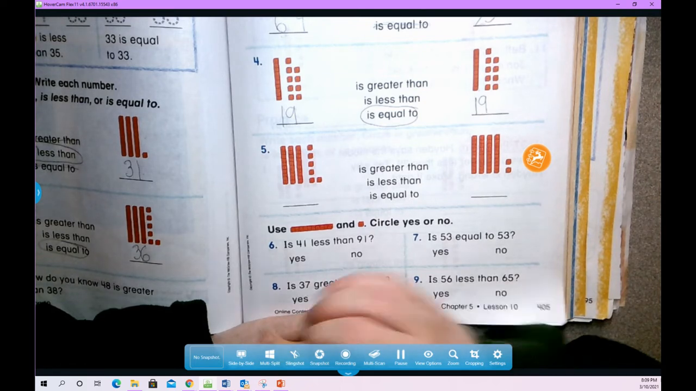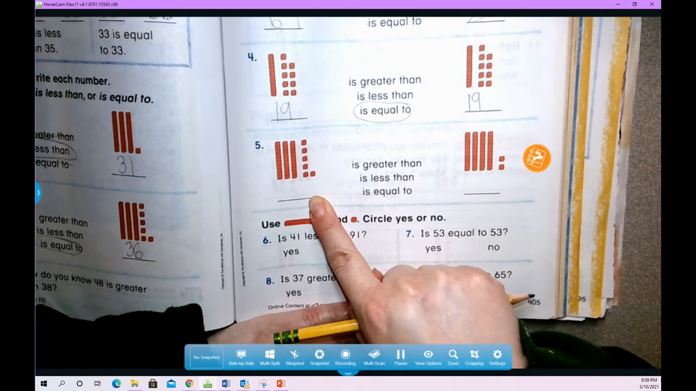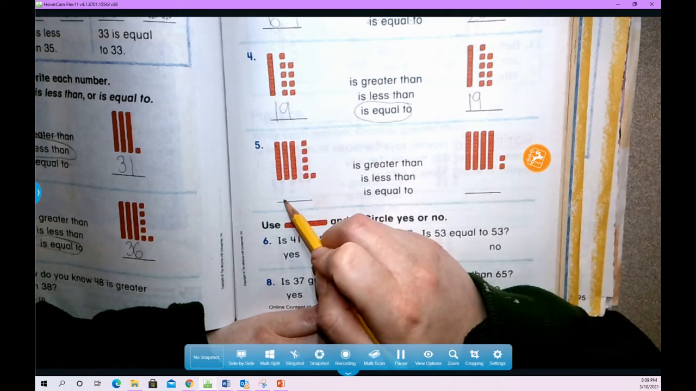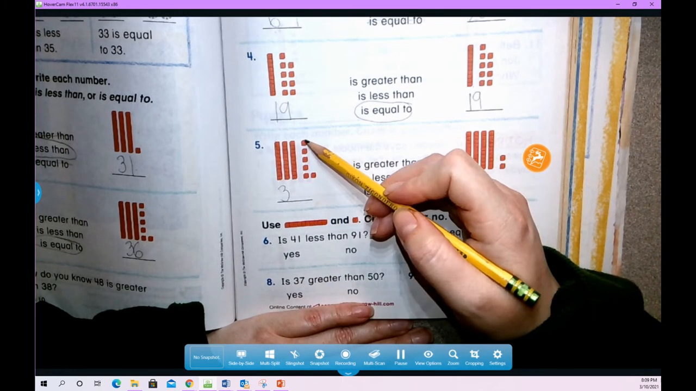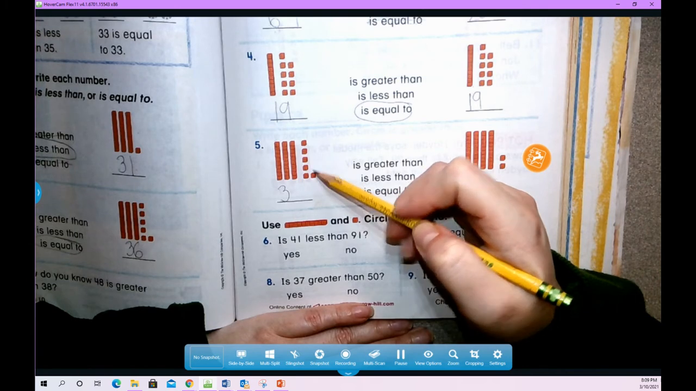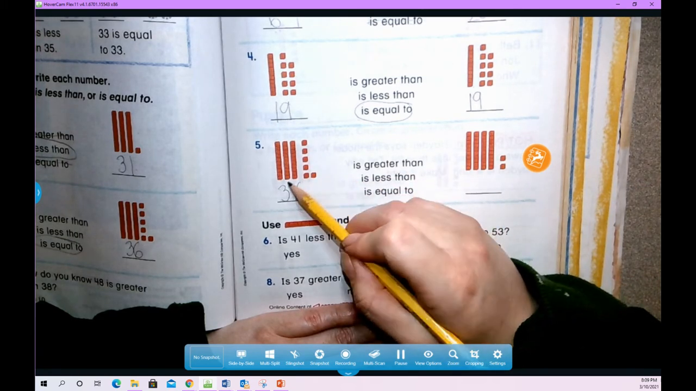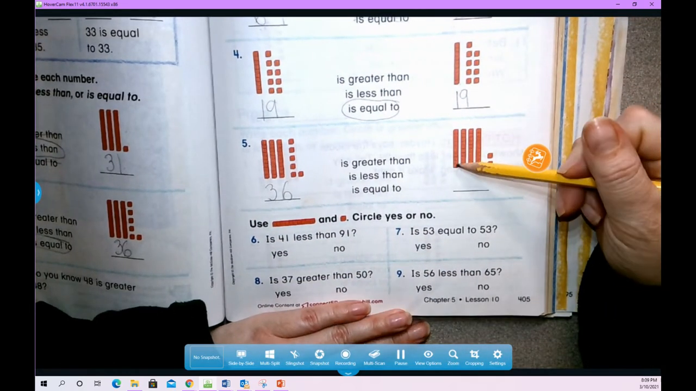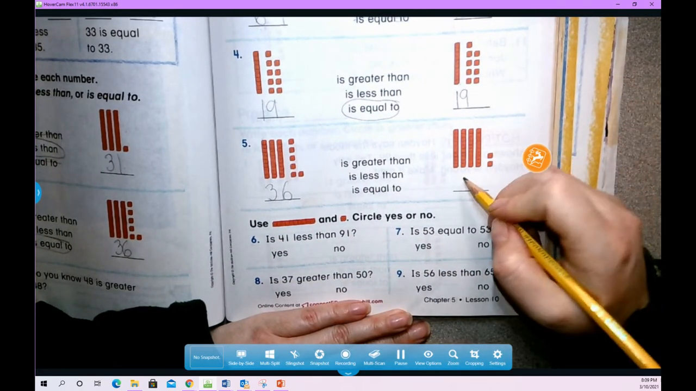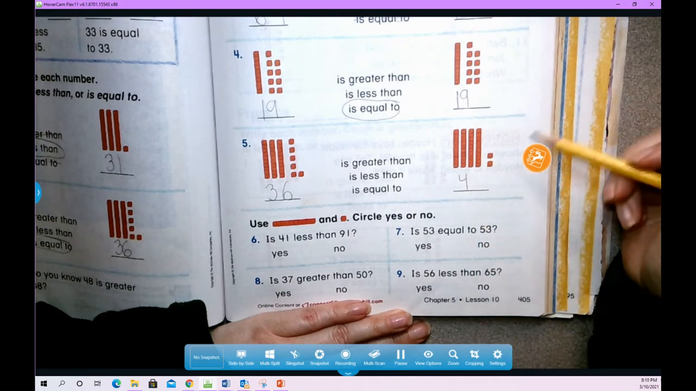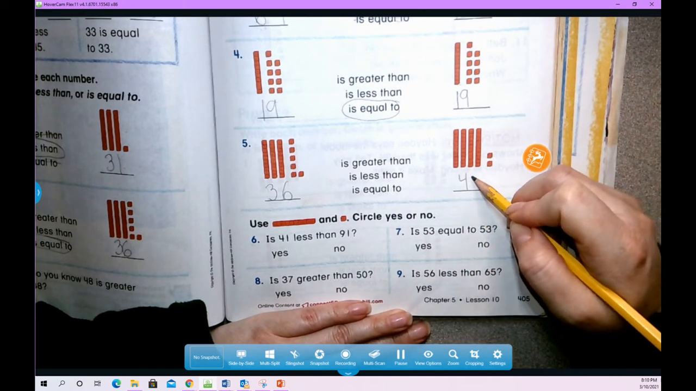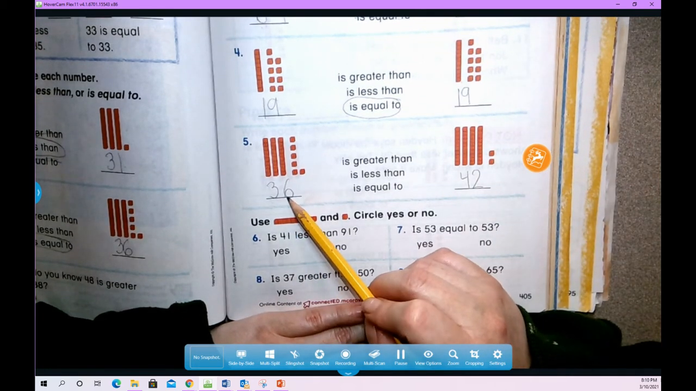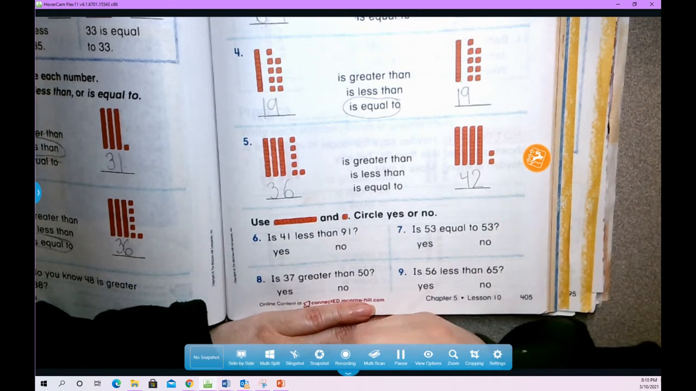Okay, if you're still here, it means that you already tried number 5 and we're gonna check it. So we have 1, 2, 3 groups of 10 and 1, 2, 3, 4, 5, 6 ones. So we know that there are 36 cubes here. Let's check the next one. 1, 2, 3, 4 groups of 10 and 1, 2 ones. That leaves us with the number 36 and 42.